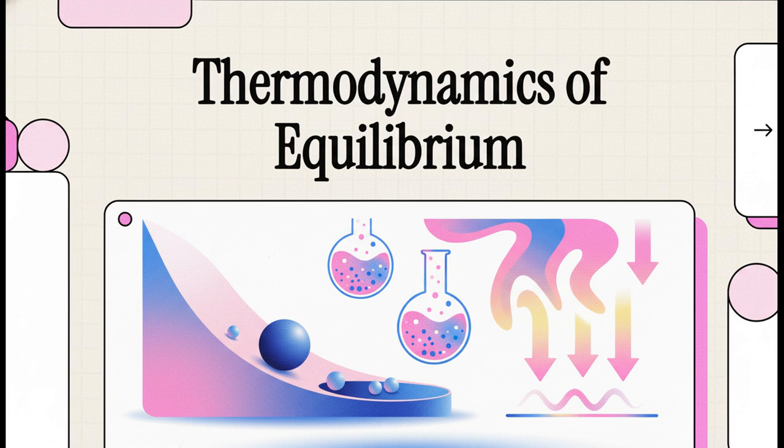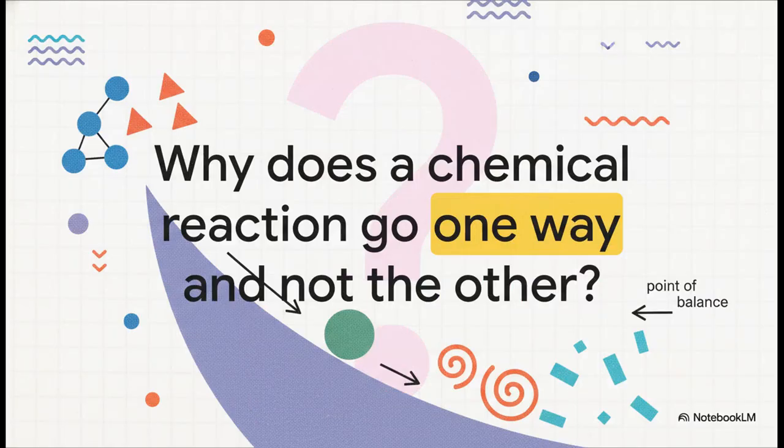heart of what we're going to talk about today, the thermodynamics of chemical equilibrium. Because that very same principle applies to chemistry. A chemical reaction is kind of like that ball on a hill. It has a natural tendency to roll in a specific direction, usually from what we call reactants to products, until it finds its own sweet spot, its point of balance.